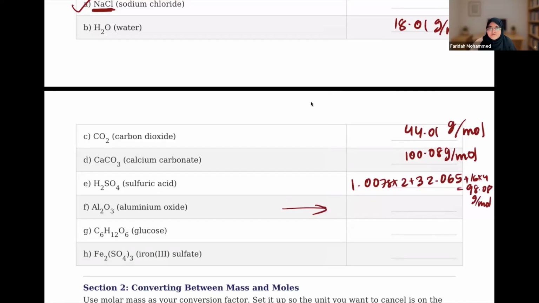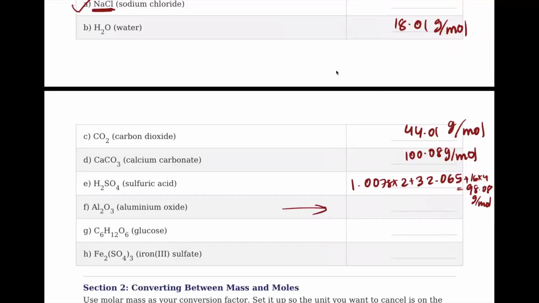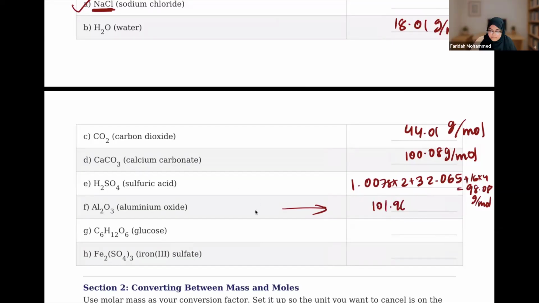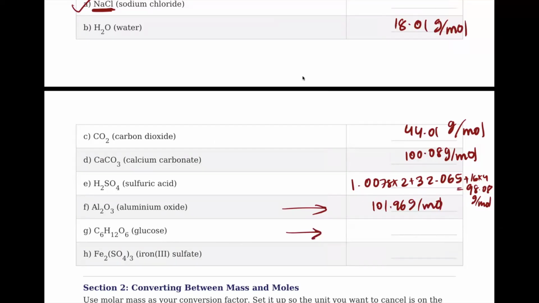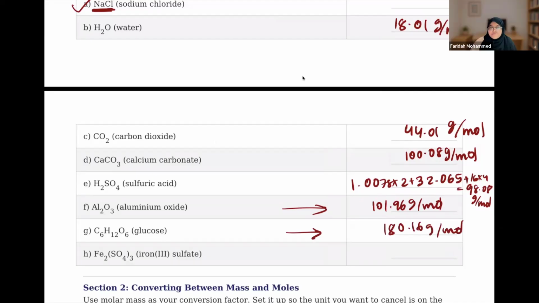Okay, next. Who else? Vishwa? For the next one, I got 101.96 grams per mole. Okay. Good. Who else have I not called? Rian? 180.16 grams per mole. Okay. And the last one, Titan? I haven't finished that one yet.